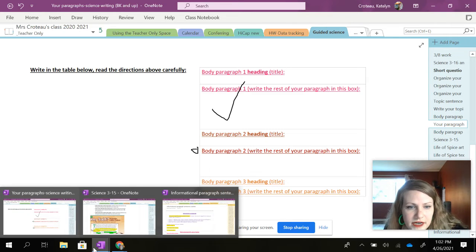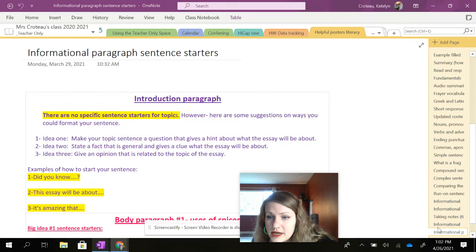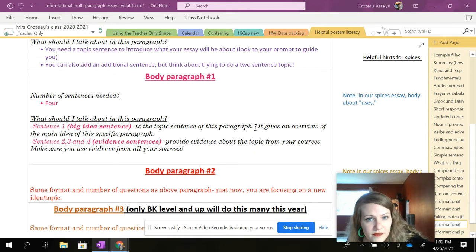Now, what does every paragraph need? Every paragraph is going to need to have four total sentences. You need to have a big idea sentence that is basically the topic of the paragraph. That was also a couple days ago. You should already have those done. If you do not, you're going to want to watch that before you move forward here.